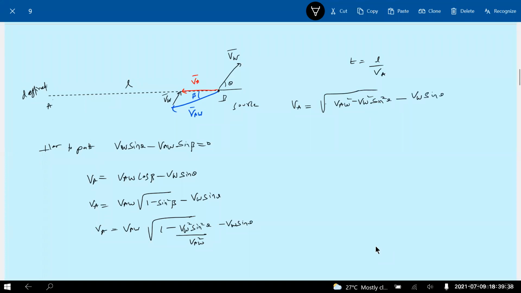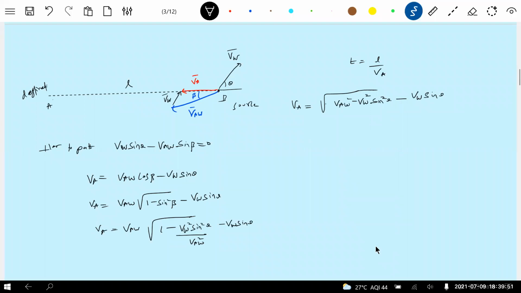It should be cos theta, no sir, because x component we should subtract, no sir. VW sin theta will give the y component, no. Say the VW sin theta.